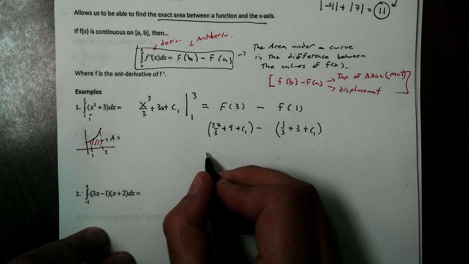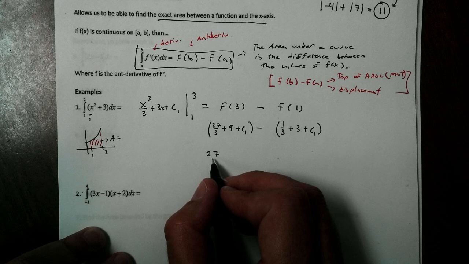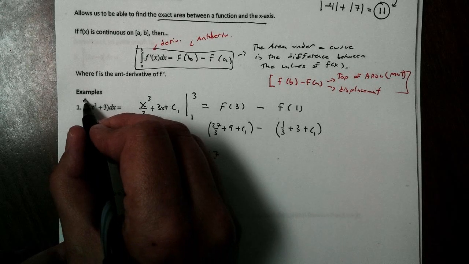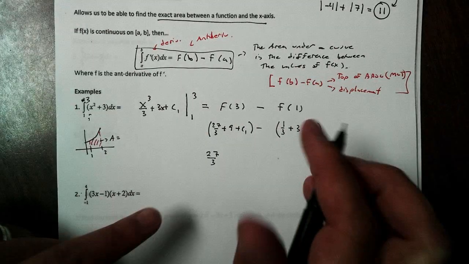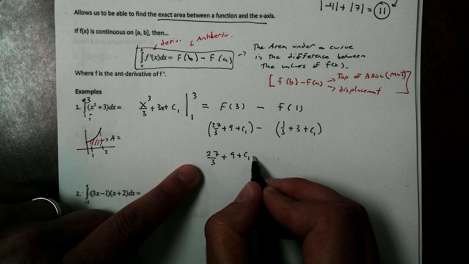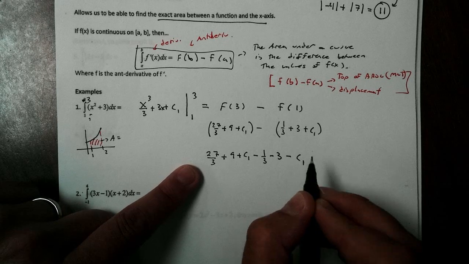If I distribute, I get 27/3. I know what you're thinking, Mr. Wernow, that was a 2. Let's change that to a 3. I just realized I made a mistake, so I'm going to fix my answer. So let's say this is 27/3 plus 9 plus C1 minus 1/3 minus 3 minus C1.